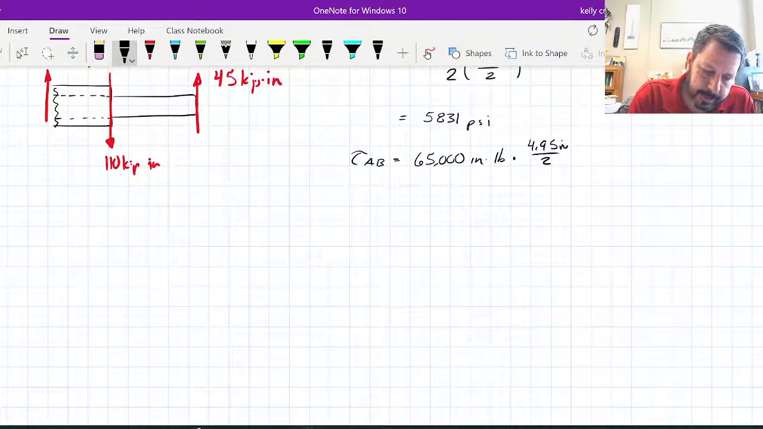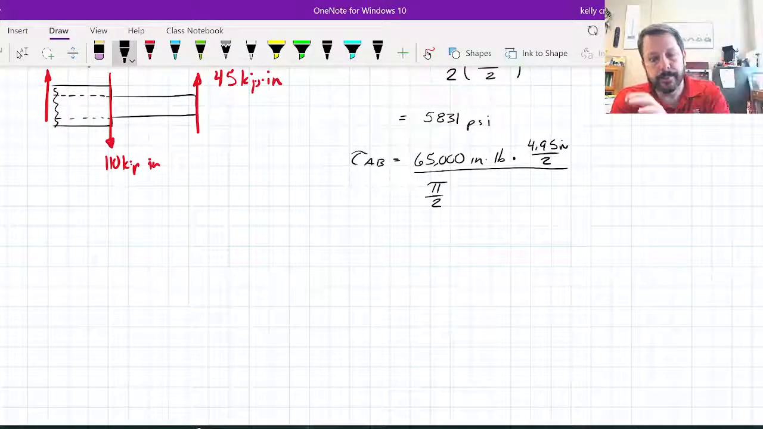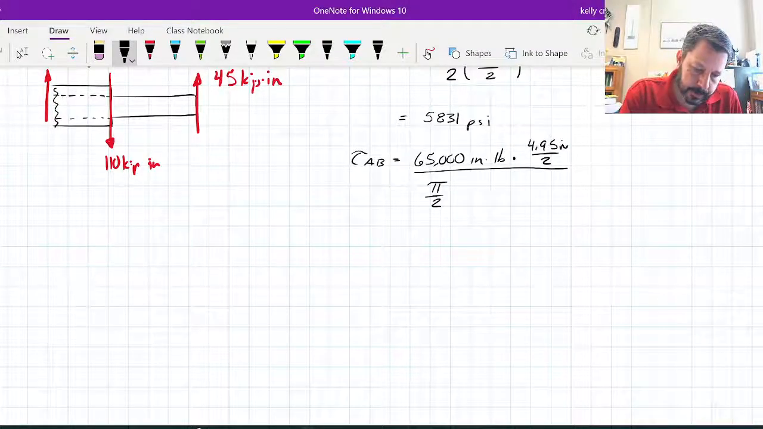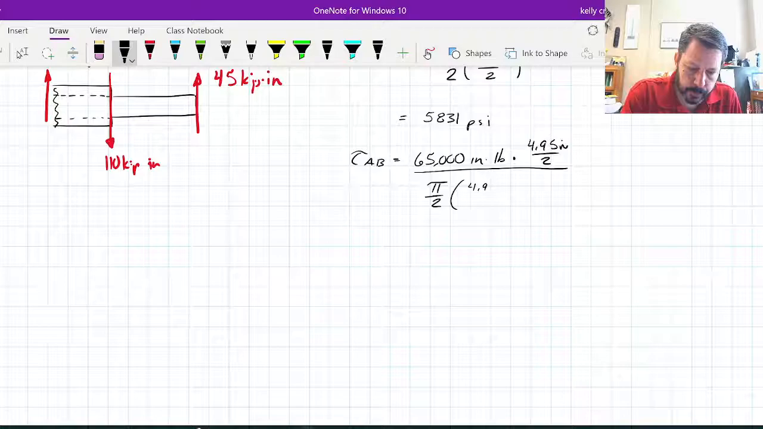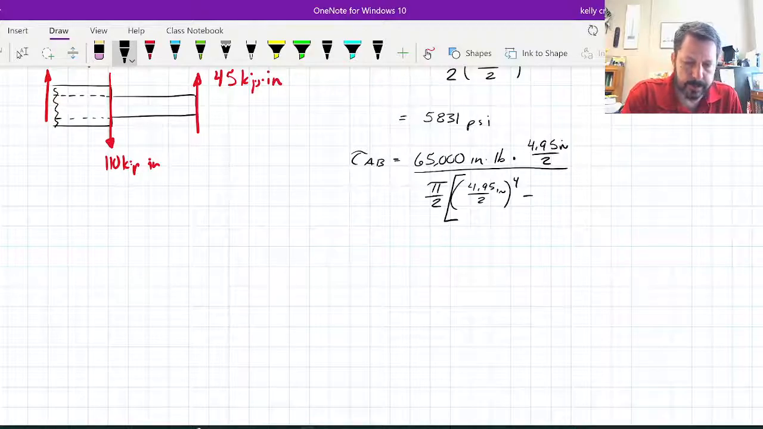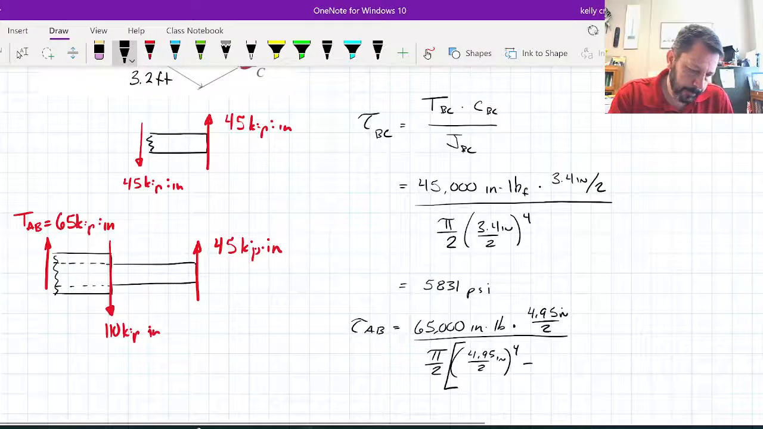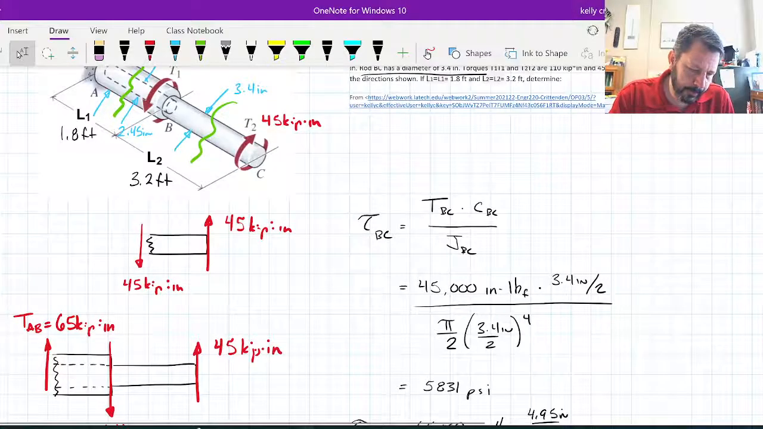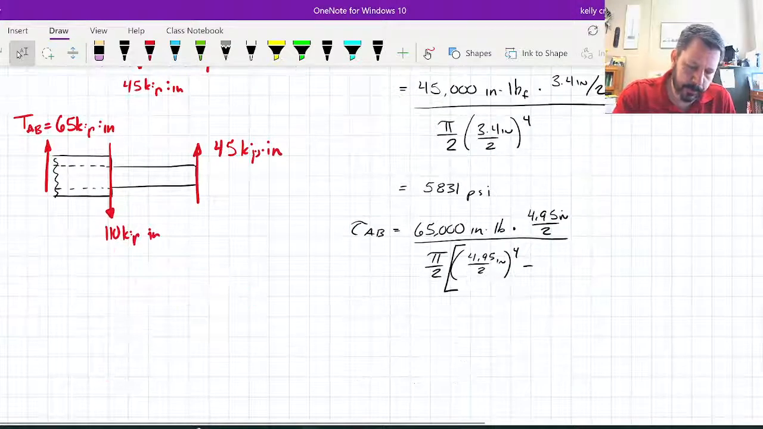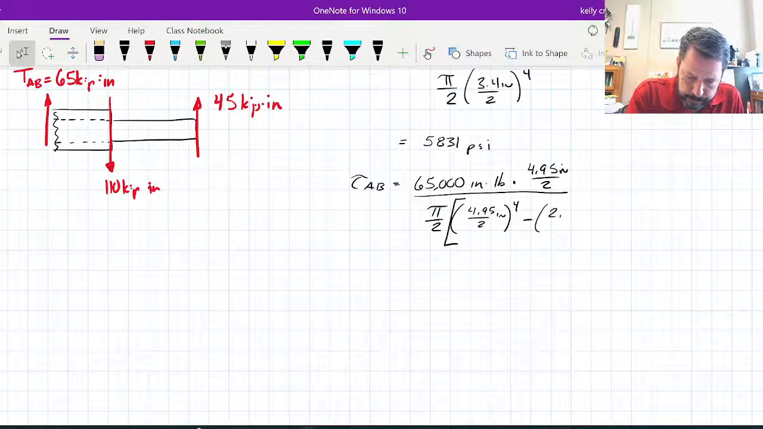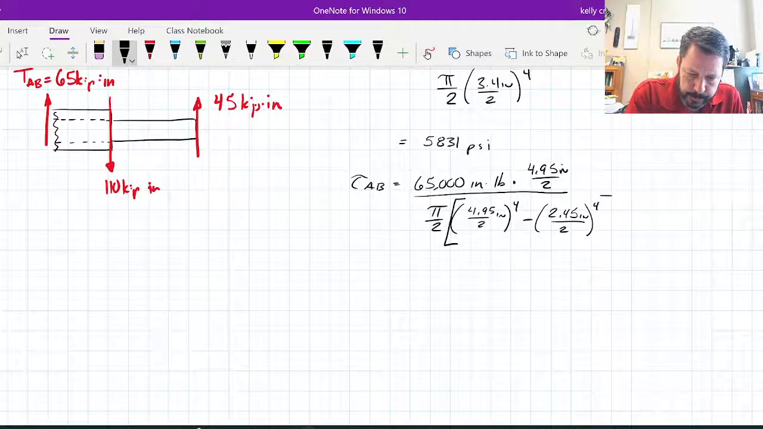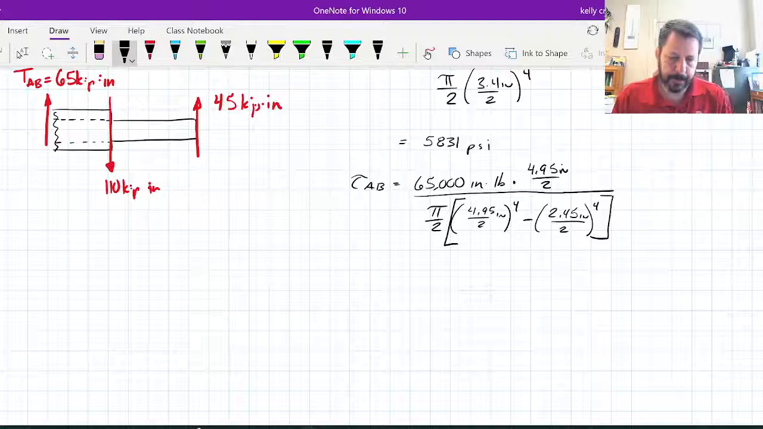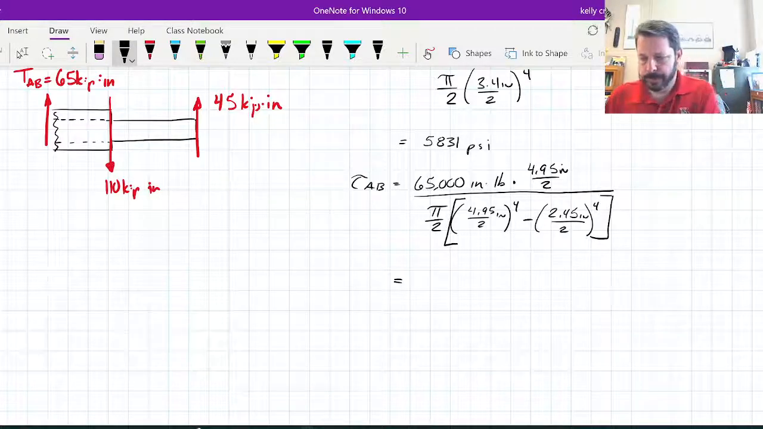So that's TC. This J is going to be the one that has C and B in it because it's a hollow tube. So pi over 2, C to the fourth, which is 4.95 over 2, minus the inner one, which was, what was it, 3.4? No, 2.45. 3.4 was the outer other one. So 2.45, raised to the fourth. All right. And that's going to equal something. We'll plug it into MathCAD and find out.